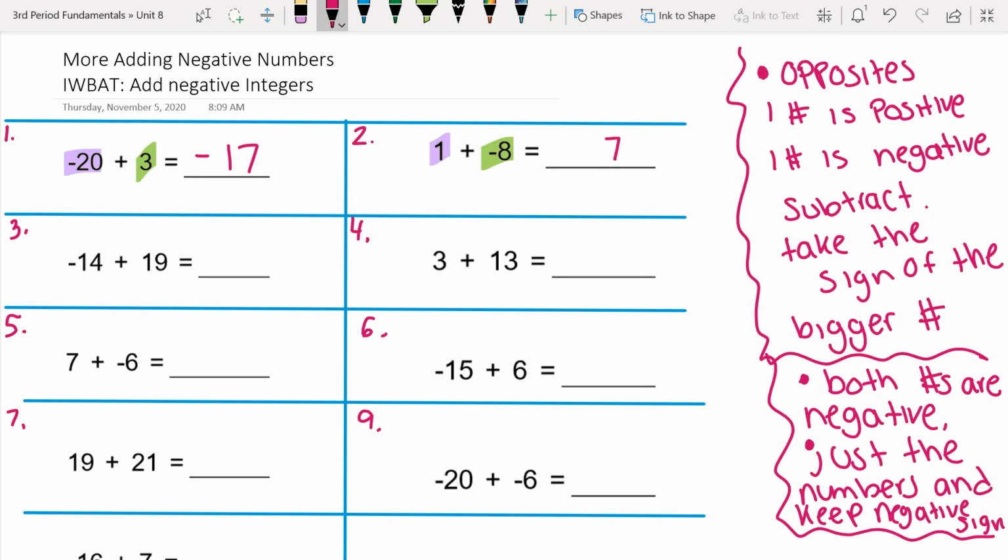And I'm looking at which number is bigger. A 1 compared to an 8. Well, 8's bigger and 8 is negative. So my answer is negative 7.